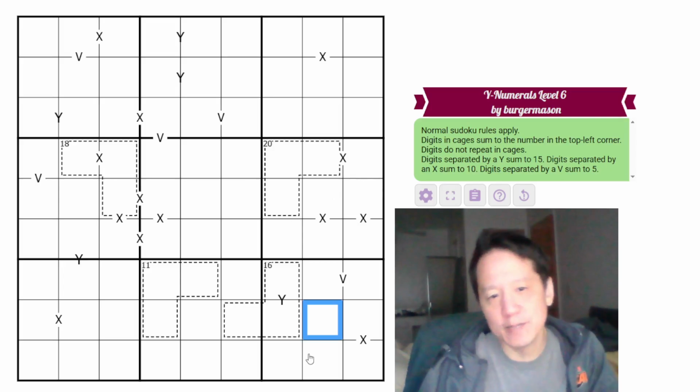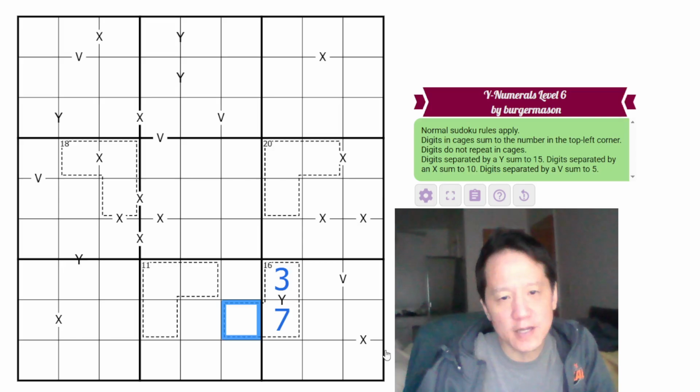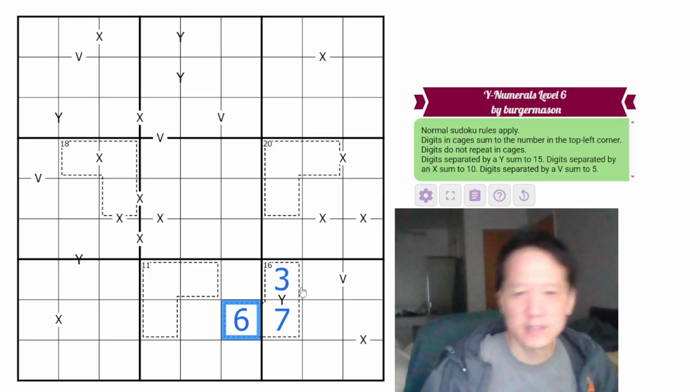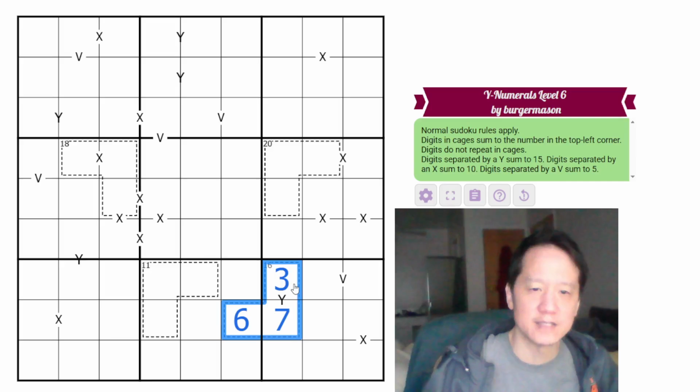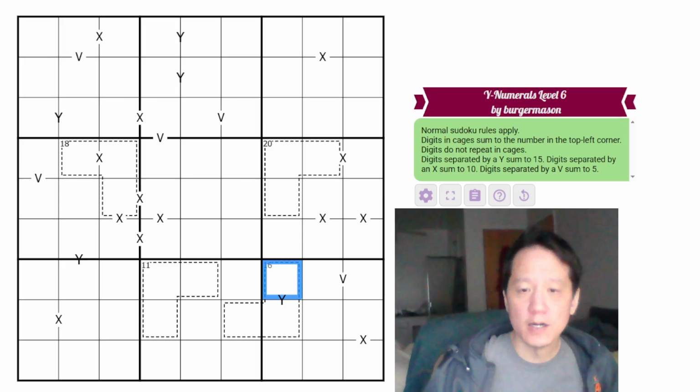And as an example, we could have this being a 3 and a 7, and this would be a 6. And this would work because this adds up to 16. So these three digits fulfill the killer cage rule here. And that's an example of how killer cages work.